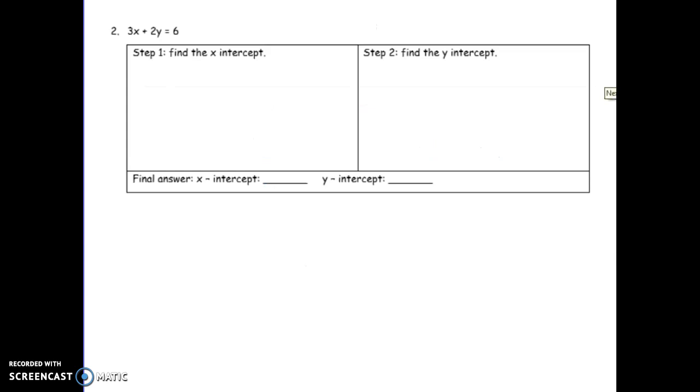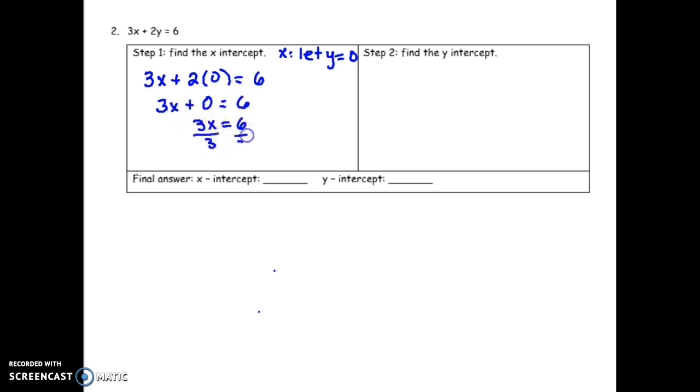All right, number 2, if I want to find the x-intercept, I'm letting my y be 0. I'm going to plug in 3x plus 2 times my y is 0 is equal to 6. 3x plus 0 is equal to 6, or 3x is equal to 6. And I divide both sides by 3. My x is equal to 2. So my x-intercept is 2, 0.